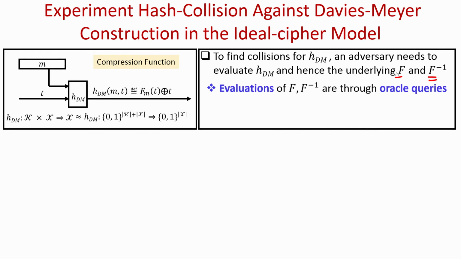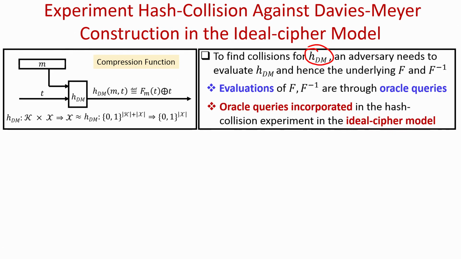But since we are now in the ideal cipher model, what we are going to assume is that even the adversary who would like to evaluate the underlying f and f inverse on inputs of his choice to come up with a collision for this Davis-Meyer function will make oracle queries, right. It will not know the code of the function f and the code of the function f inverse. So, that is why these oracle queries from the adversary to find the collision are incorporated in the hash collision experiment when we analyze the security of this Davis-Meyer construction in the ideal cipher model.